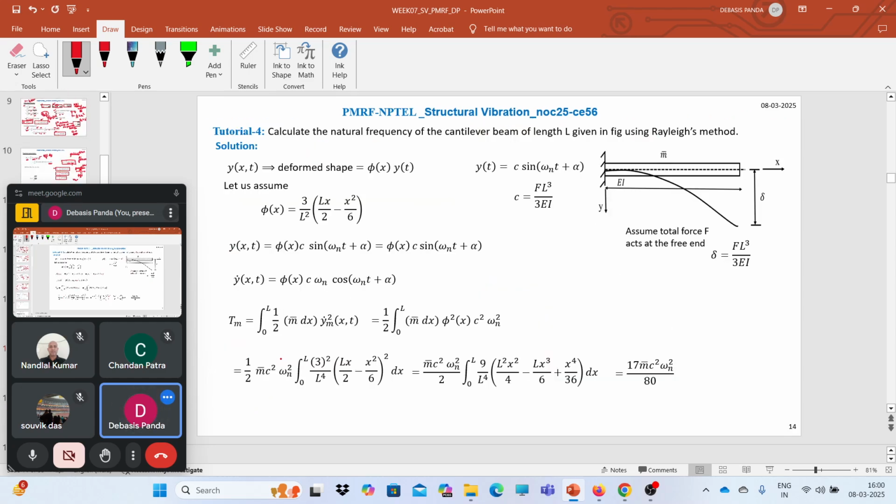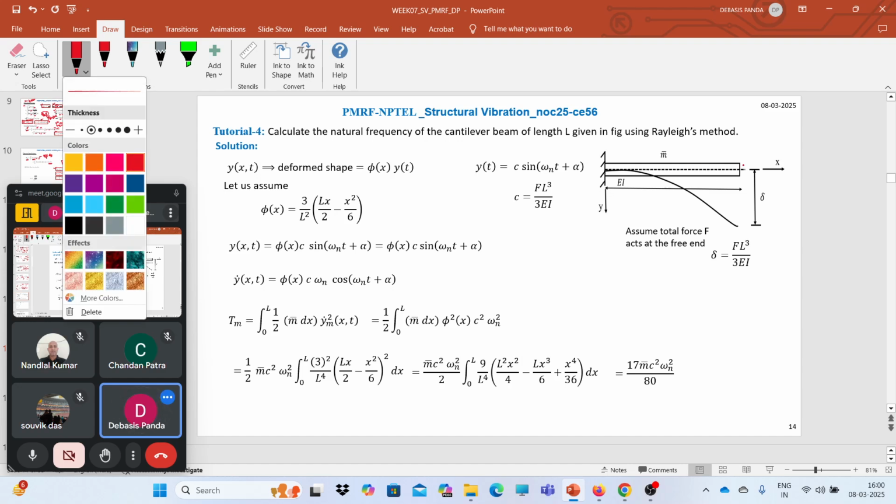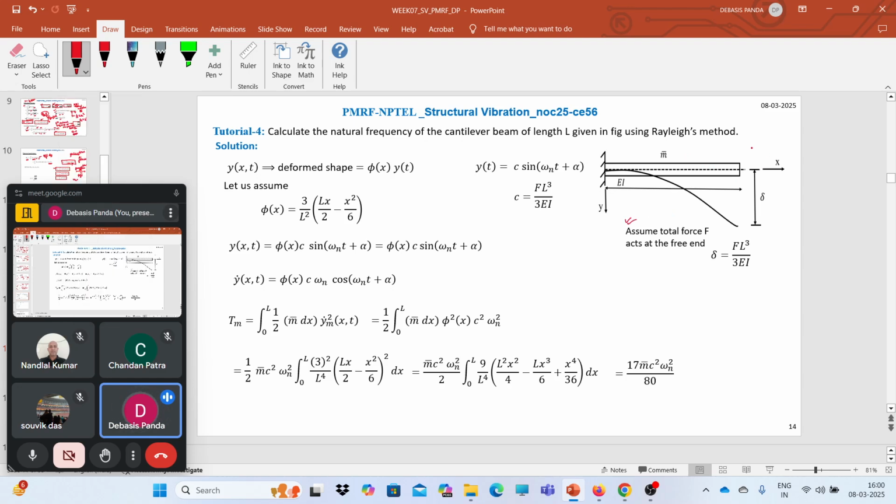Say for example, if we want to solve this cantilever beam and want to get the first natural frequency of the beam, how we can solve it. Here the length of the beam is L, and we have considered that the force is acting on the free end. So if at the free end force F is acting, as per the static analysis, we know the maximum deflection del will be nothing but FL cube by 3EI, if EI is the flexural rigidity of the beam, and m bar is the mass per unit length. So now let's consider the deformed shape y of x comma t.